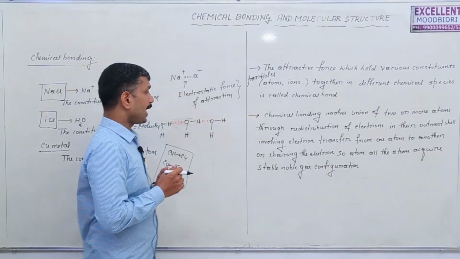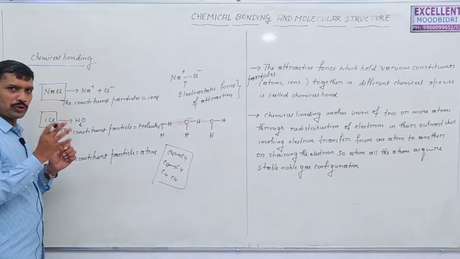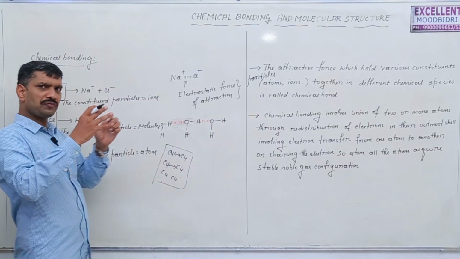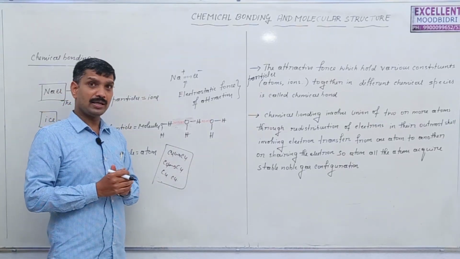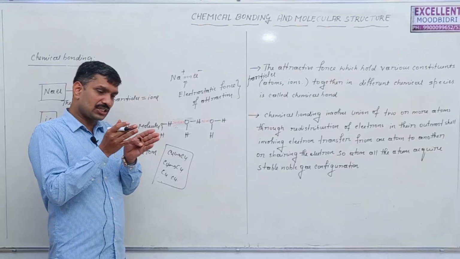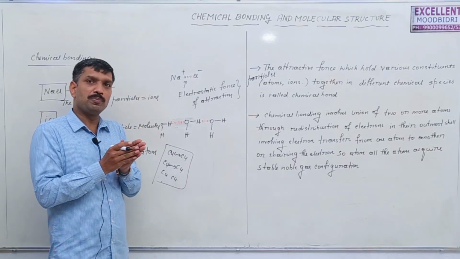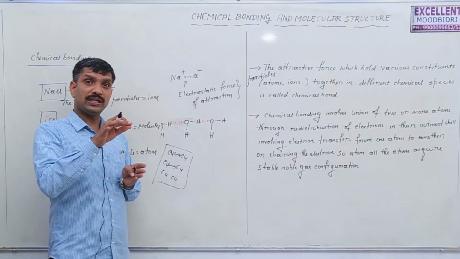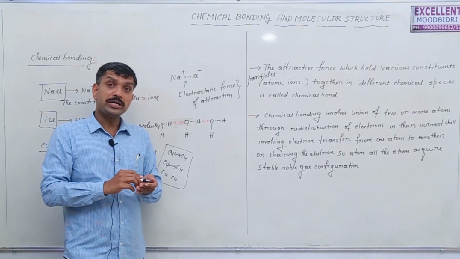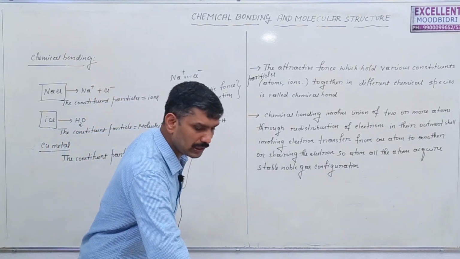Chemical bonding involves the union of two or more atoms. The attractive force exists between the different atoms by the rearrangement of electrons in the outermost shell, or a redistribution of electrons in the outermost shell.